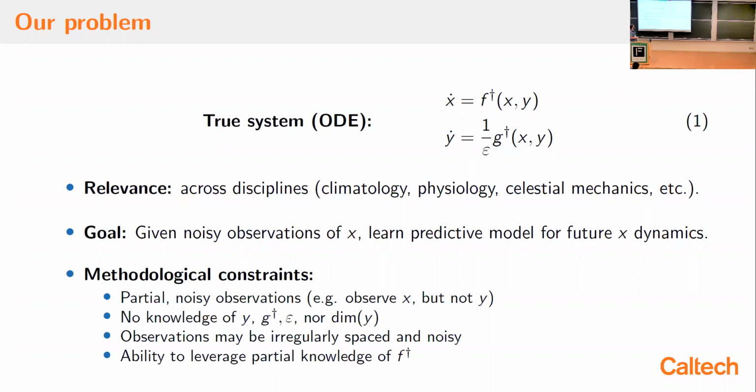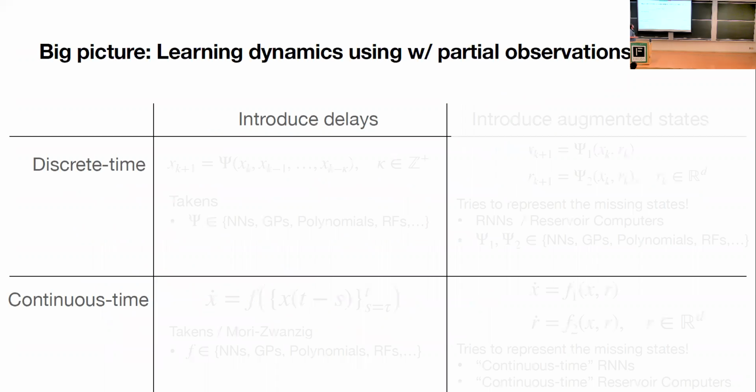And I also want to ask, what if I know something about F? I don't know everything, but I know something. So how do I leverage whatever knowledge I do have? Okay, so this is my high level.